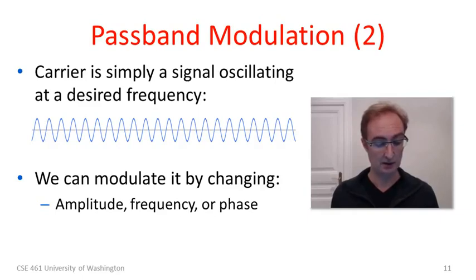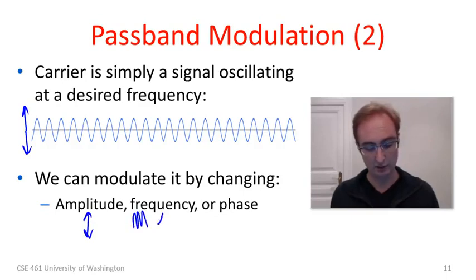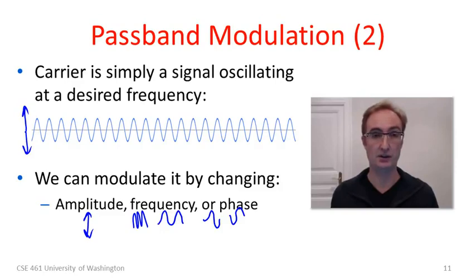Now to modulate it, we can change it in several ways. We can change the amplitude, that's how far up and down it is. Maybe I should draw here, the amplitude is how far up and down it is. The frequency is how fast it wiggles. We can have it wiggle quickly or a little bit more slowly. And the phase is where it is in its cycle. We could change the phase from up down to maybe down up, would be different phases.